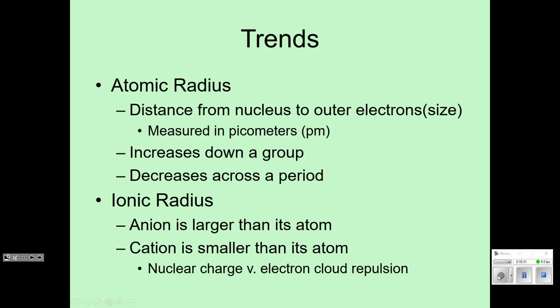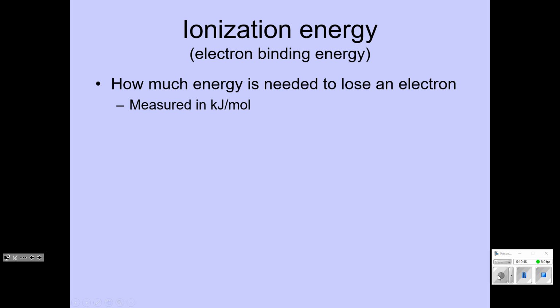Typically, I would see this with multiple choice. However, I could see someone asking you to, say for an ion, write the electron configuration for it, and then explain why it is bigger or smaller than its neutral counterpart.